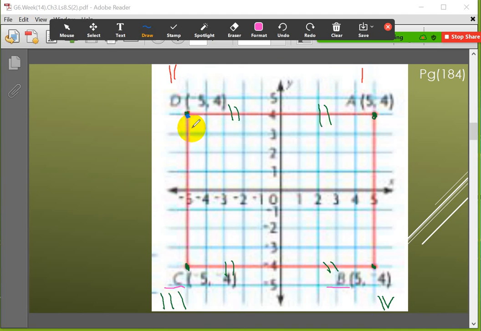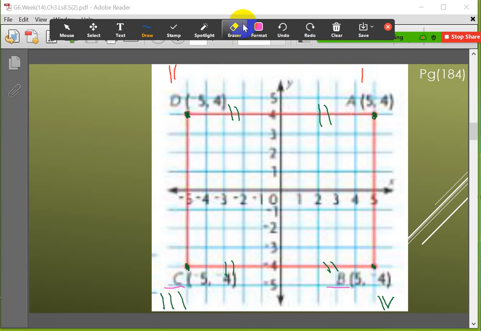Also here, D and A. Look, I have here 4 and here 4, the same y. And the x values are the same, but with opposite signs. This is a -1, this is a +1. That means those points are folded. Each one of those points is a reflection of the other according to the y-axis, of course.